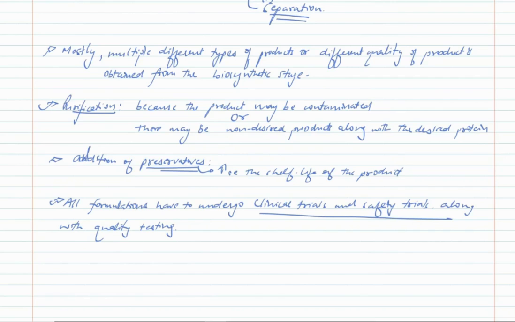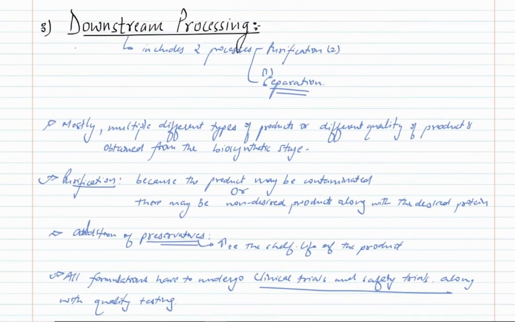The downstream processing and quality control testing vary from product to product depending upon what the product is used for. For example, recombinant vaccines will have different types of trials and quality testing. And insulin production, which is also a recombinant product, will have a different type of downstream processing. So essentially, downstream processing includes separation and purification along with clinical trials, safety trials, and quality testing.